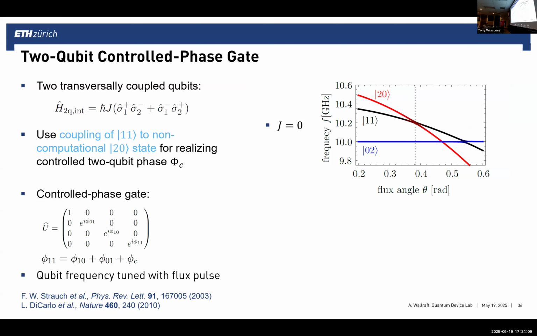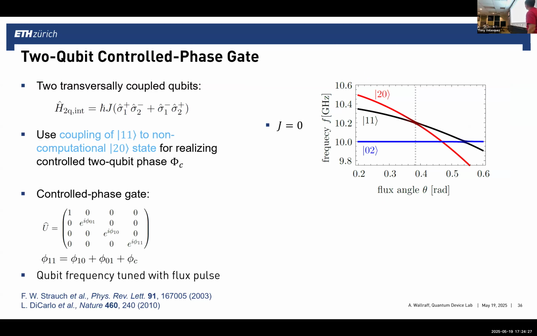Okay, so here's this question that was asked about before. I see it's not really on that slide either. Before, we talked about this 1,0 and 0,1 state going into resonance.